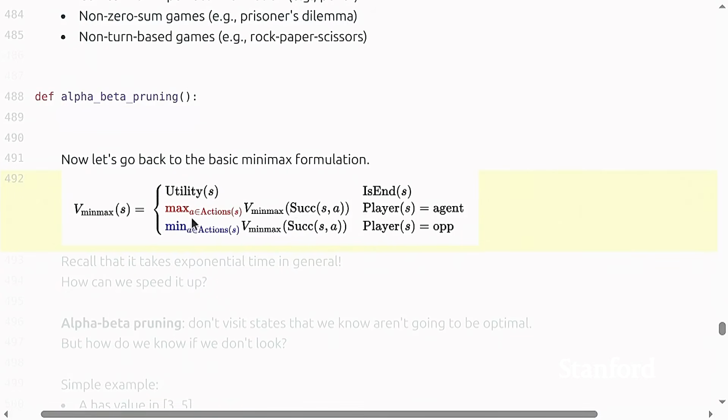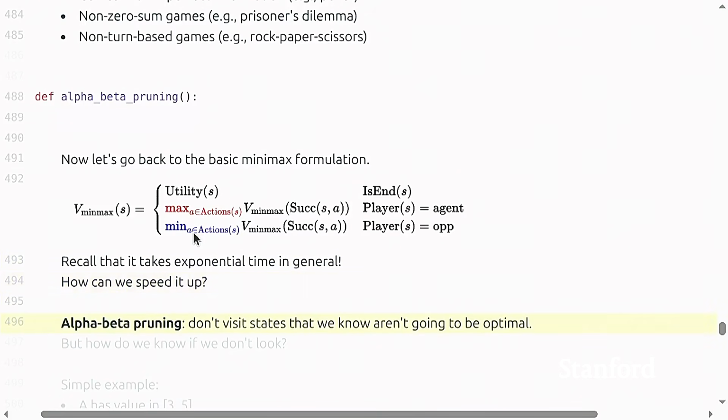And so there are max nodes and min nodes. You max at the max nodes, you min at the min nodes. Now this takes exponential time in general. Exponential in the depth, that is. Linear in the number of nodes, but the number of nodes can be exponential. So how can you speed this up? The key behind this technique, a very classic technique from games called alpha-beta pruning, is that you don't have to visit all the states before you know that some are just not worth looking at.